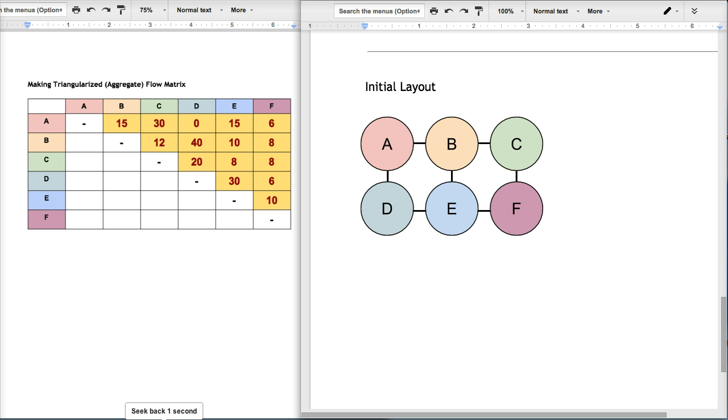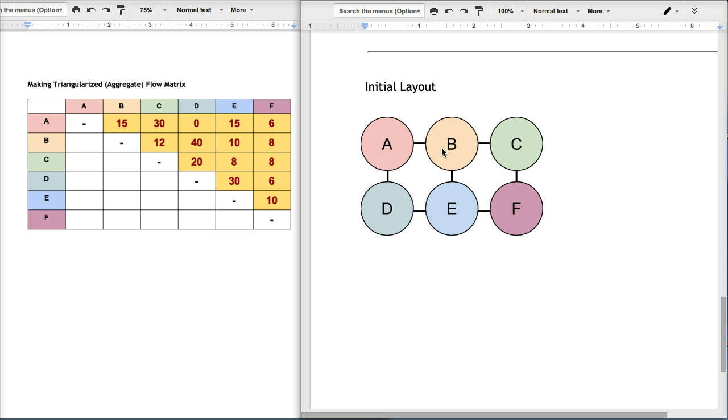When I look at this layout, there are certain pairs of buildings that are right beside one another, so they're adjacent to one another. For instance, between A and B, those buildings are very close together, they're adjacent, they can't be put any closer together on the map of this new campus.